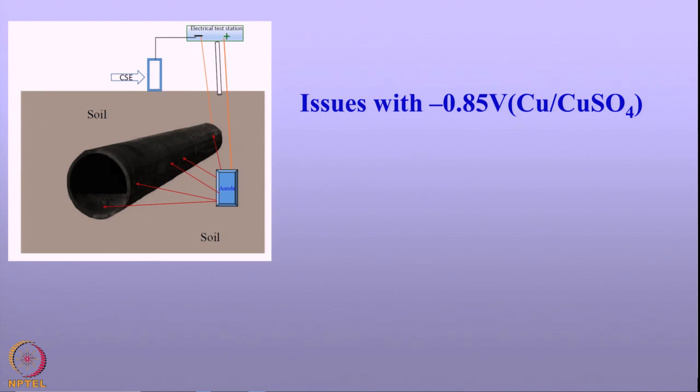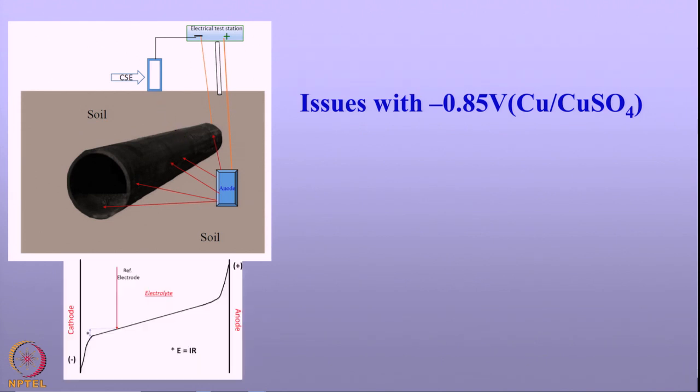a saturated copper sulfate electrode. As you notice, the electrode is normally not kept just over the pipeline; it is normally kept a little away from the pipeline. In such a case, we are not measuring the true potential of the pipeline. Instead, we measure the potential of the soil at the location where the reference electrode is kept.